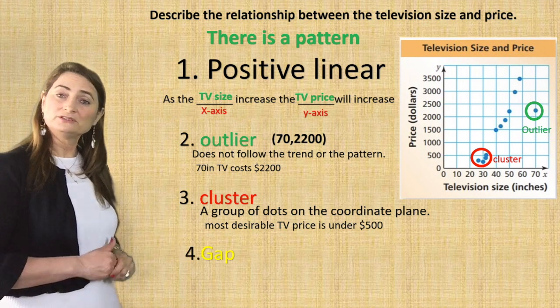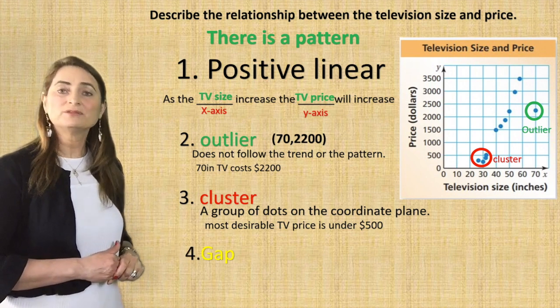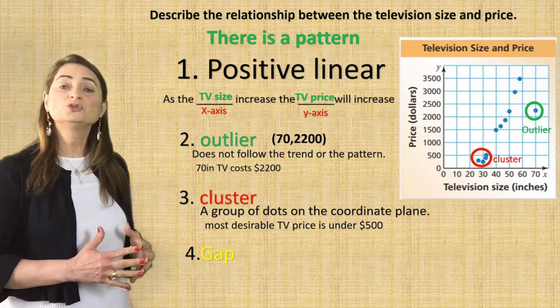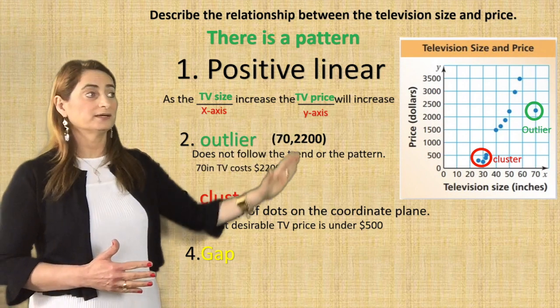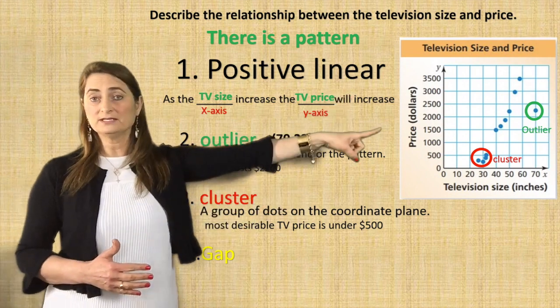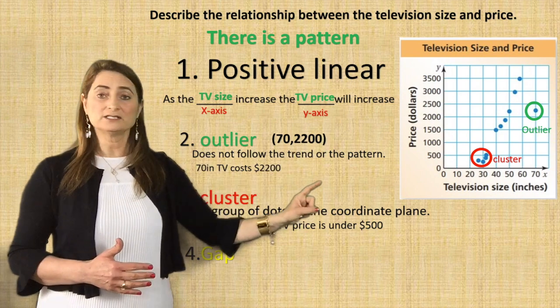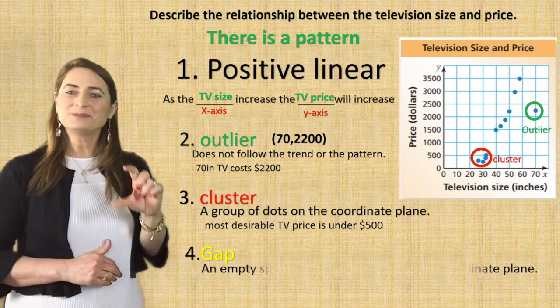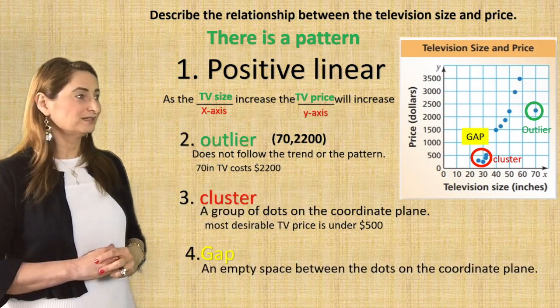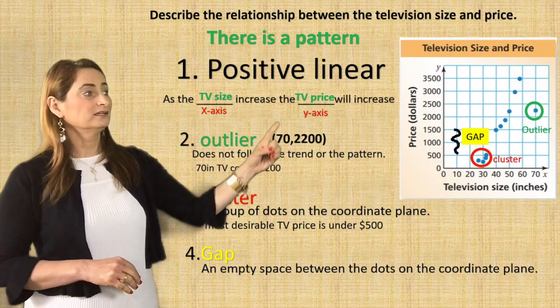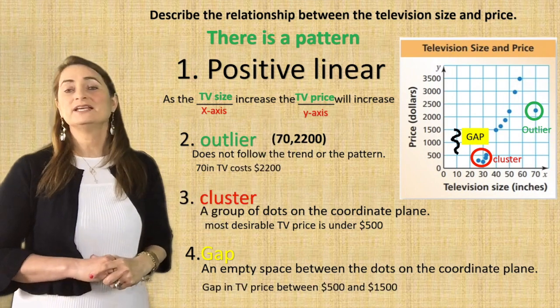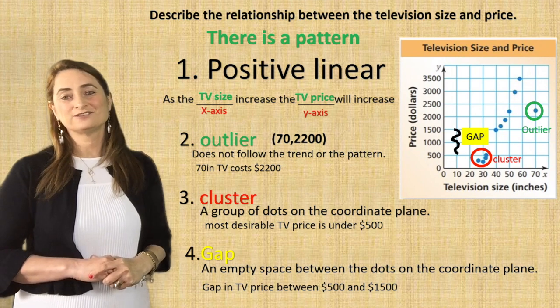Now, one more thing to describe in a scatter plot, something called a gap. Do you see a gap in the scatter plot? I see that it's going up. I see the outlier. I see the cluster. A gap is a space between those dots. I see the space between $500 and $1,500 for the TV.